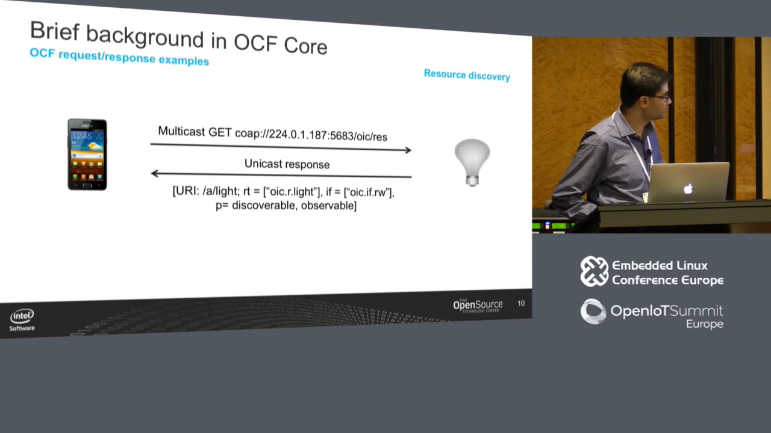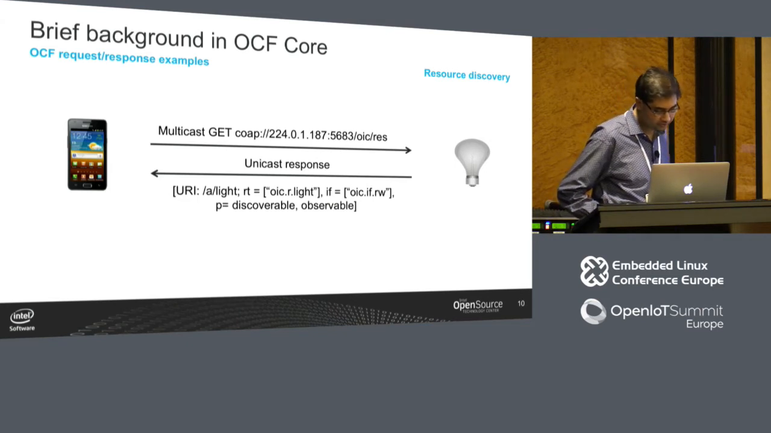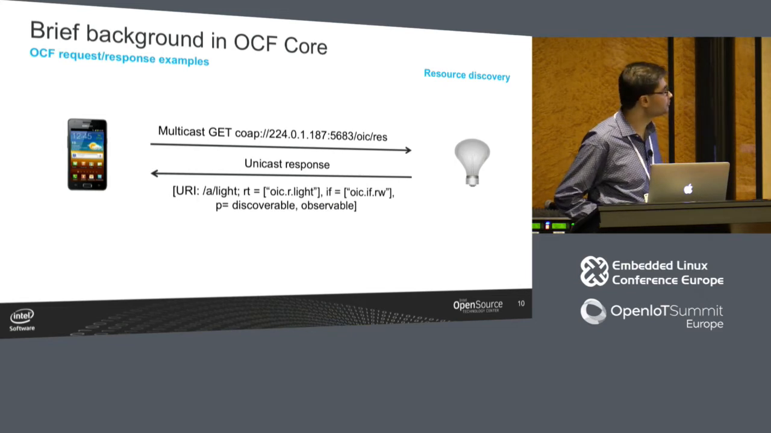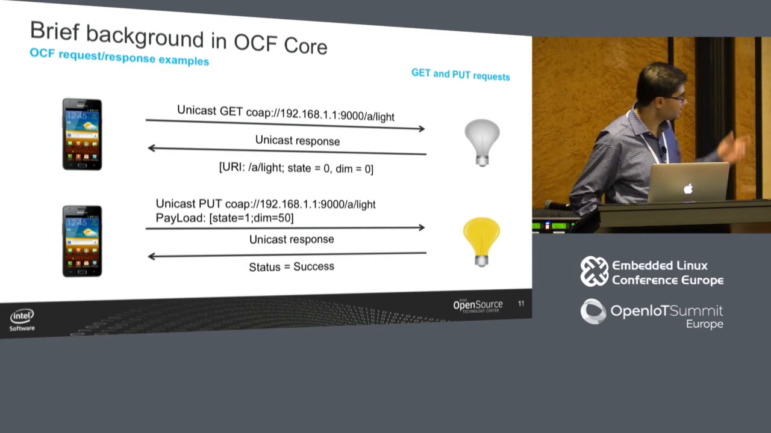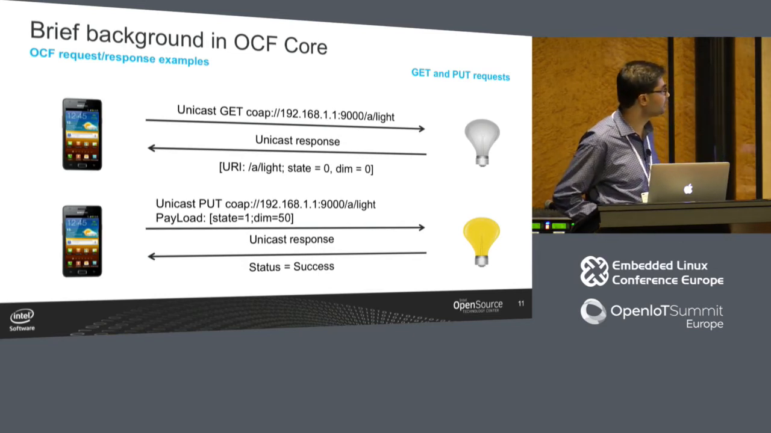The server application running on the light bulb receives this and sends a unicast response back to the client with its information, which in this case mentions a resource A/light, with a specific resource type, a supported interface, and its policy is the fact that it's both discoverable and observable. The client that now wants to communicate with this resource sends a unicast GET directly to the light bulb endpoint to that specific resource A/light.